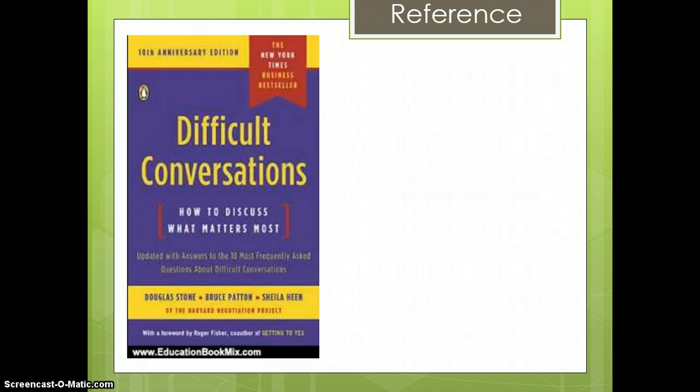Originally, this book was published in 1999, but since then, this text has been revised by the authors, the last time being in 2010. Since its publication, the book Difficult Conversations has been utilized by a number of organizations around the world to assist in managing the difficulties and challenges that are brought about from working within and across cultures.